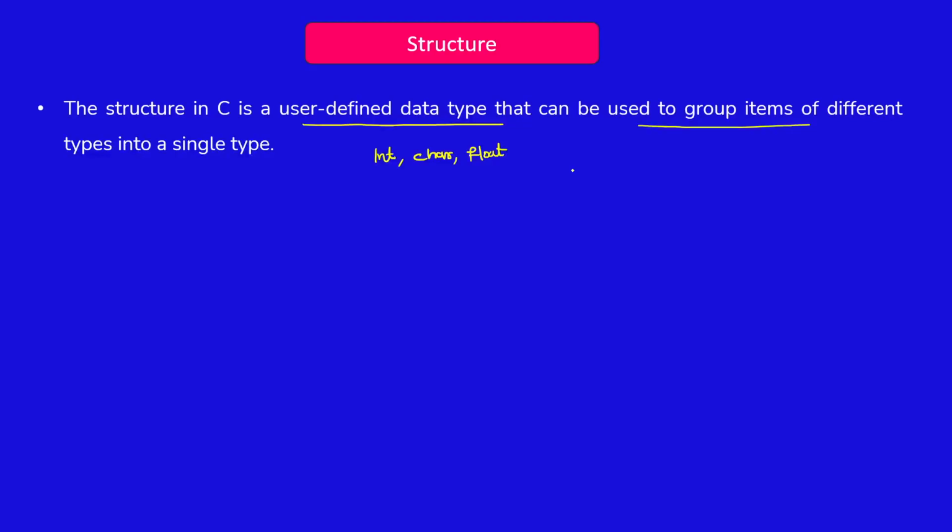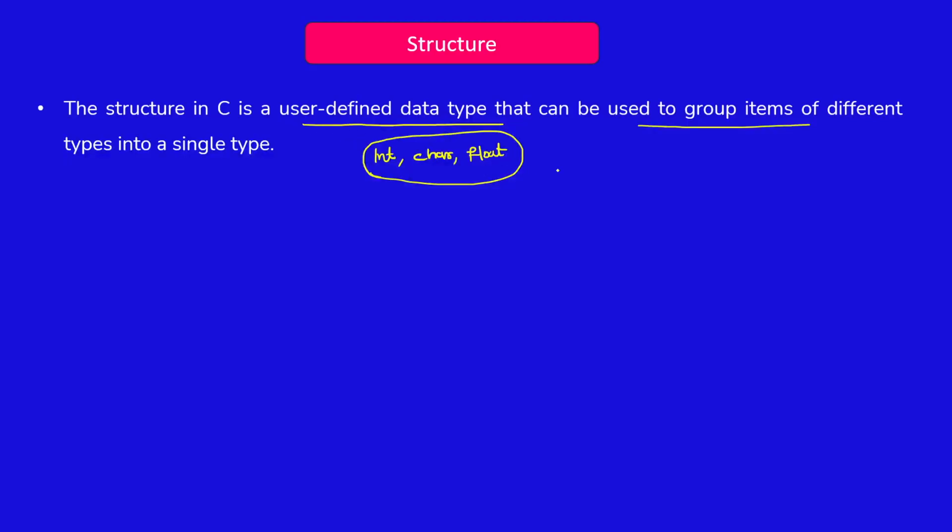You can use an array to store integers, you can use an array to store characters or floats. But you can't use an array to store all these three data types together. But this is possible in structure.